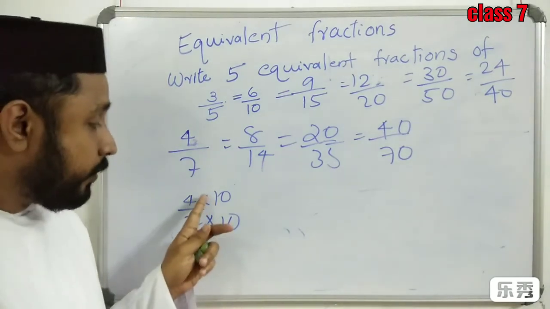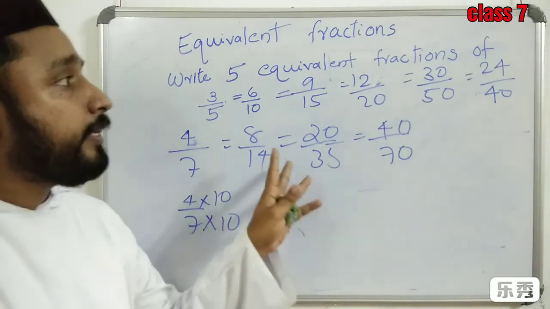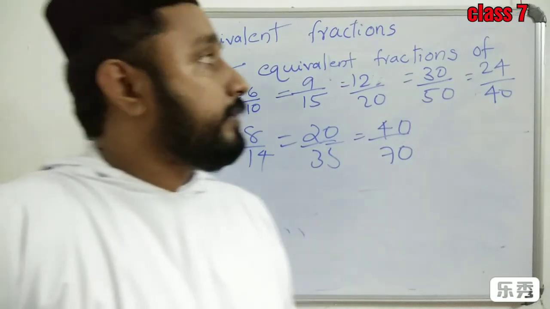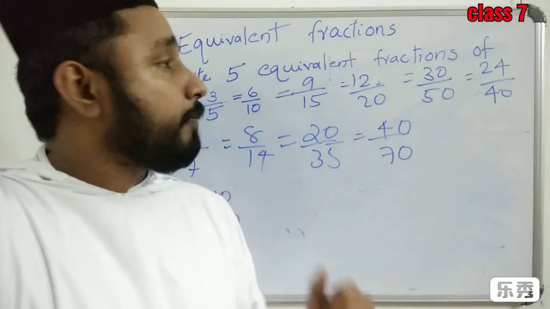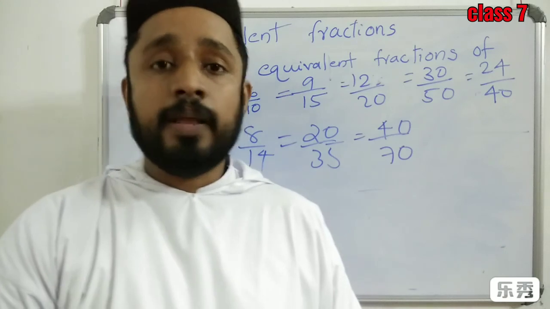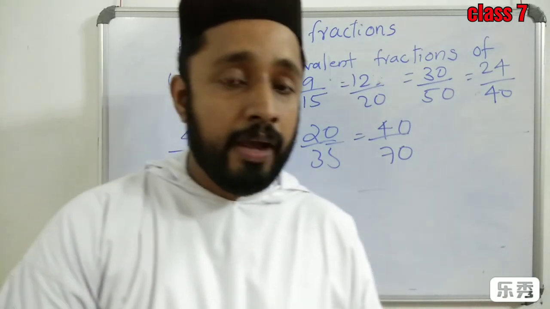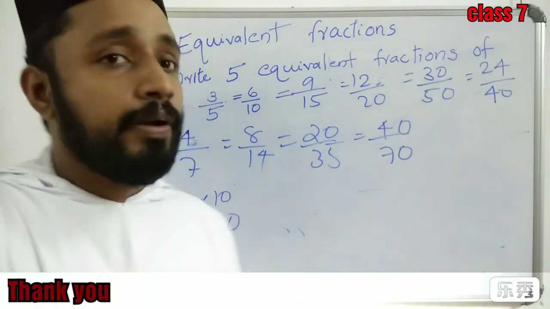So, multiply the numerator and denominator with the same number, we will get the equivalent of fractions. So, we have studied what is a fraction, different types of fractions, which means proper fraction, improper fraction, mixed fraction, like fraction, unlike fractions, and we have also studied how to write the equivalent fraction of a given fraction.